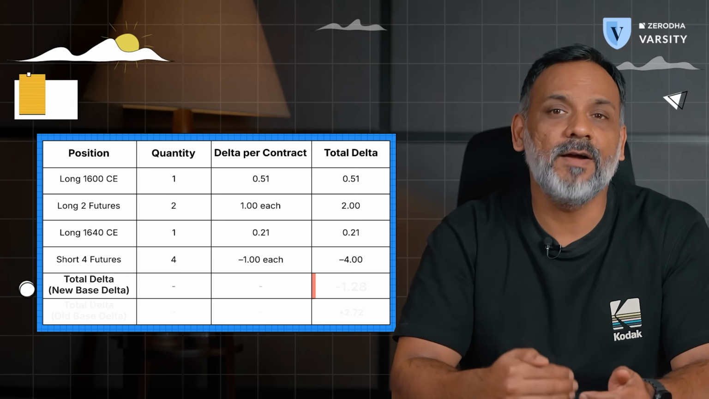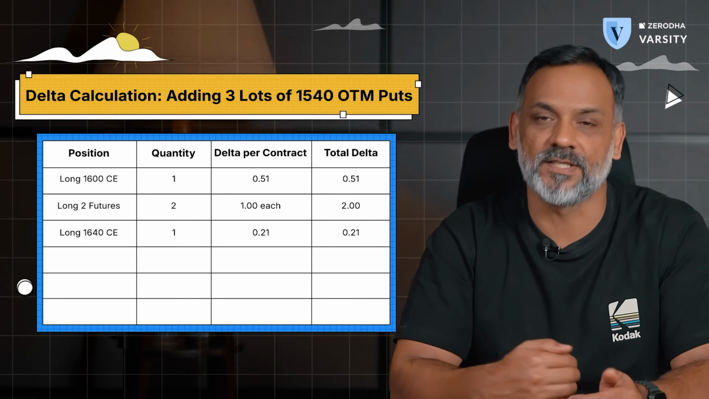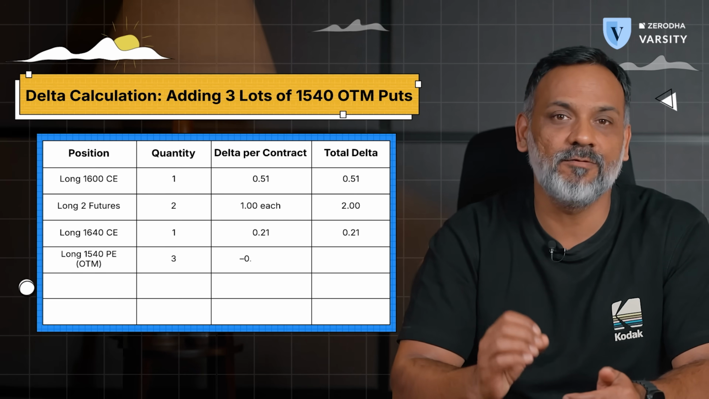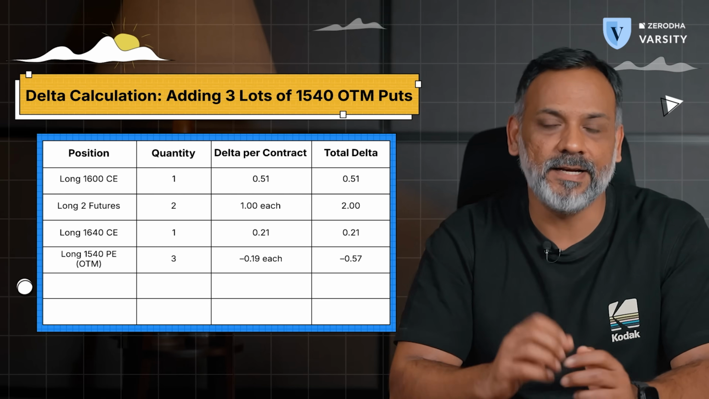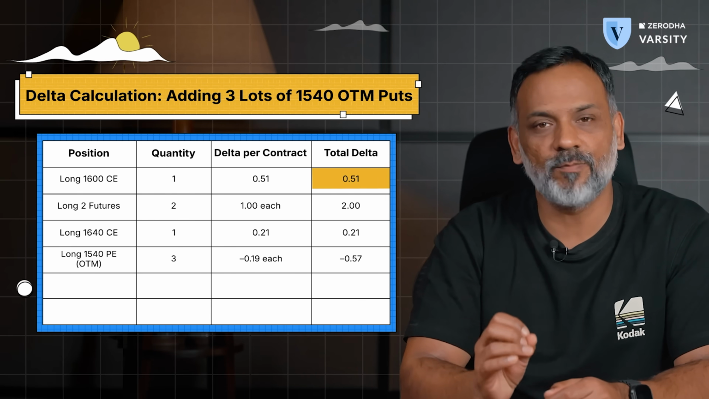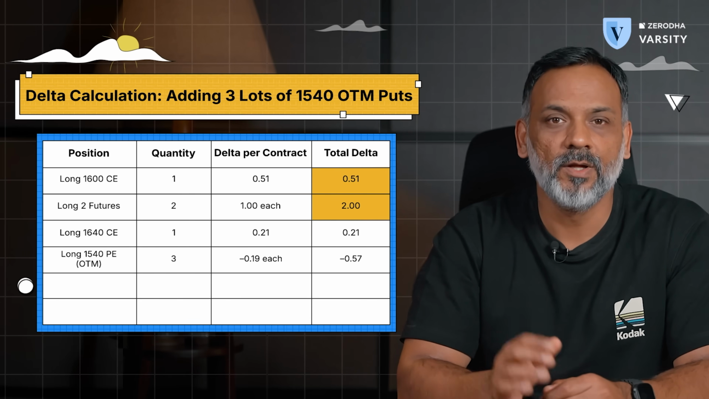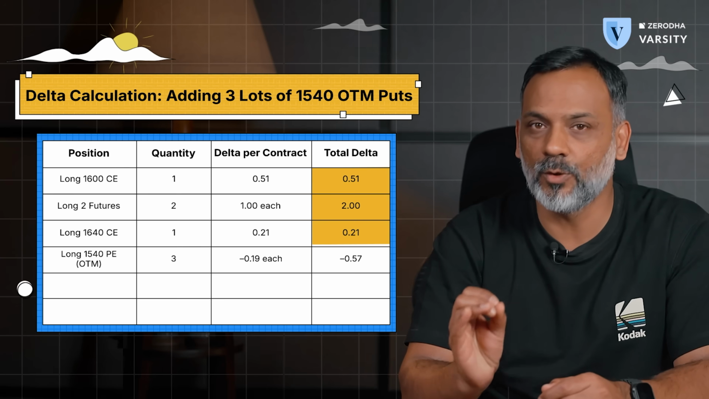Now, what if I want to add 3 lots of 1540 out of the money puts? Let's say 1540 has a delta of -0.19. Let's quickly revisit all the deltas. Long 1600 call option, delta of 0.51. Long 2 futures, delta of 2. Long 1640 call option, delta of 0.21.